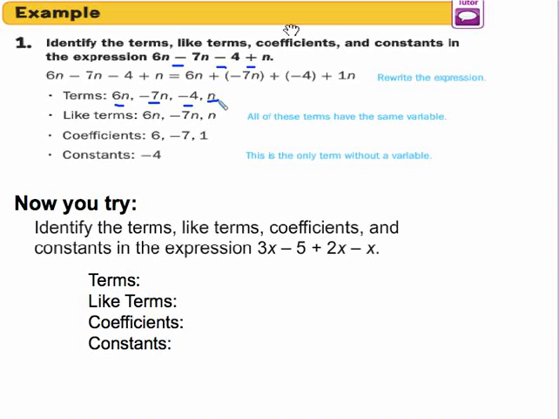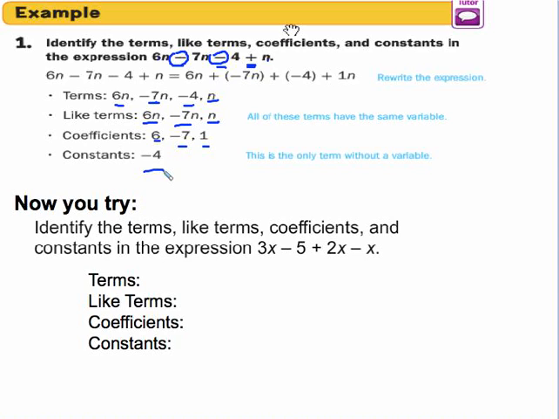And the reason that I know that the 7n and the 4 are negative is because I always take the sign that's to the left of the term. So I know the 6n and the n are positive. Well, for one, the n has a plus in front of it, and we know whenever there's no plus or minus, we take the positive sign. In this situation, I have 3 terms that are alike, 6n, negative 7n, and n. I have 3 coefficients, 6, negative 7, and 1. Those are going to help me whenever I start to combine my like terms. And I have 1 constant value of negative 4.